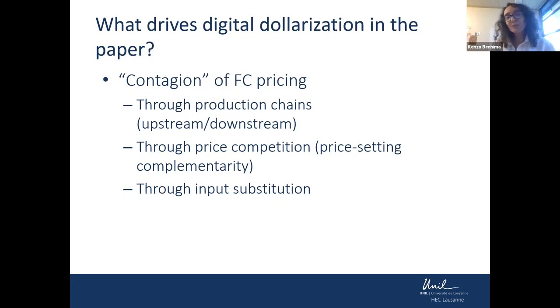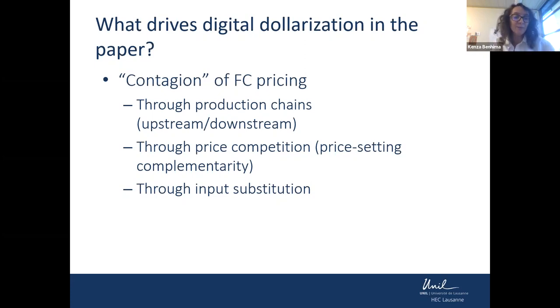There is also contagion through price competition, because you want to price in foreign currency when your competitors price in foreign currency. This happens through the price-setting complementarities that you have in the model. And finally, there is also some contagion that happens through input substitution. And this is in particular the case for wages.